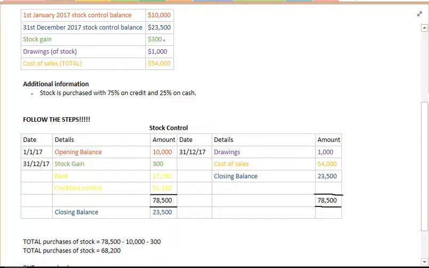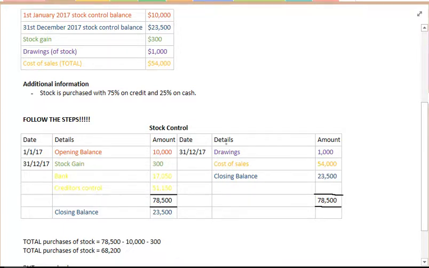Our next item is the stock gain of $300. Stock gain means that we have, after a physical stock take, more stock on hand than we thought, than was in our books. So therefore that's going to increase our stock control. So we're going to put the $300 stock gain in green on the debit side.